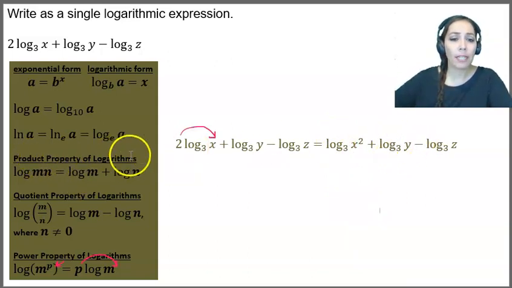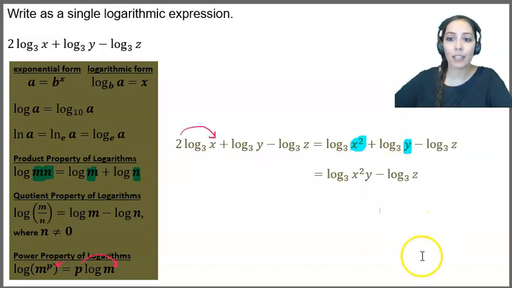On the product property of logarithms, when you are adding 2 logs together with the same base, you go ahead and multiply what you're taking the log of. So on this one, I have x squared and y. Since they both have the same log base 3, I can go ahead and write log base 3 of x squared times y. All I'm doing here is when you have an m and an n and they are the same, you just multiply them by each other. That's if they have the same base, and we do have the same base of 3 on all of these. Now I'm just going to go ahead and bring down that minus log base 3 of z. I did not do anything with that.